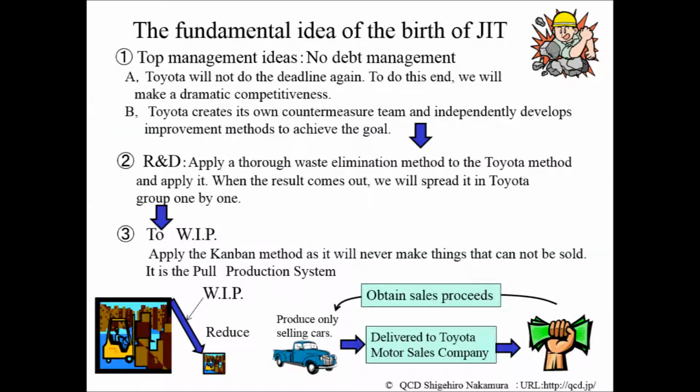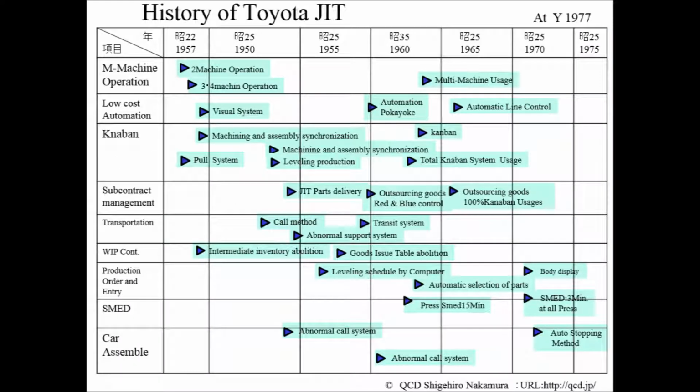Toyota, which had been forced to develop its own, made these activity philosophies shown in this figure. First, no debt management, and Toyota will not miss the deadline again. Second, apply thorough waste elimination to the Toyota method. Third, define work in process and stock as the greatest evil, and use the kanban pull production system. Toyota was trying to attain this innovation of car production.